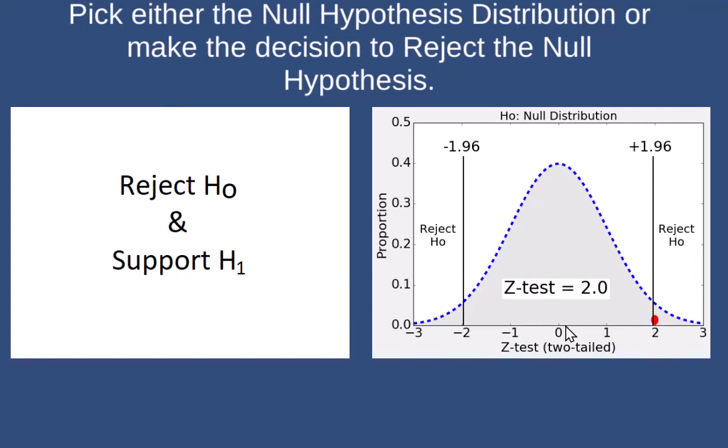We quantify just how accurate a null hypothesis distribution is by calculating a z-test. The z-test tells us how many standard errors the sample mean is away from where the null hypothesis distribution predicted that it should be. So a z-test of 2 is telling us that the sample mean was 2 standard errors away from where it was predicted to be based upon the null hypothesis distribution.